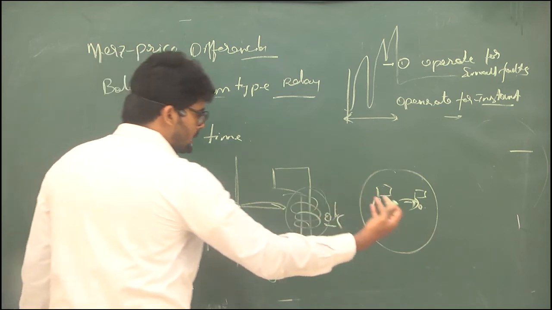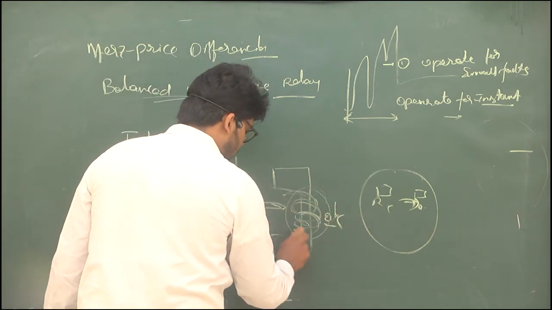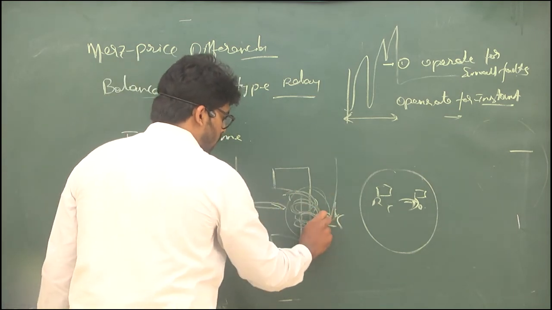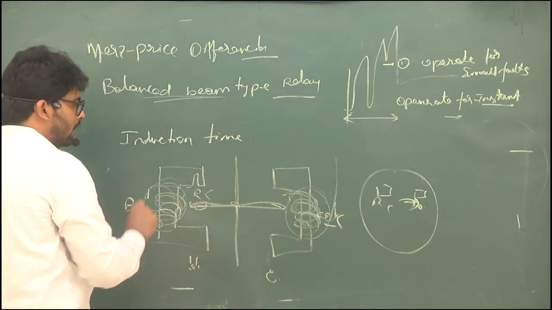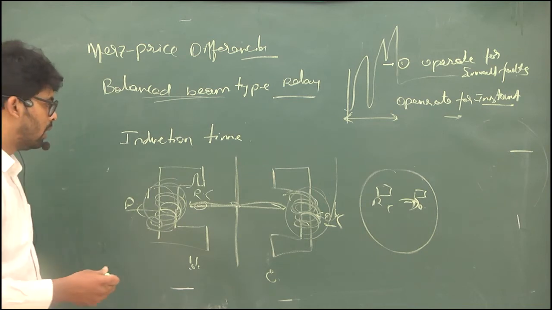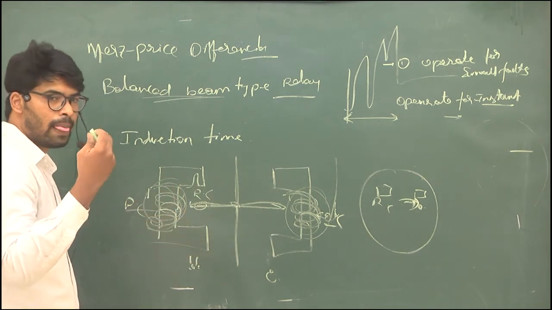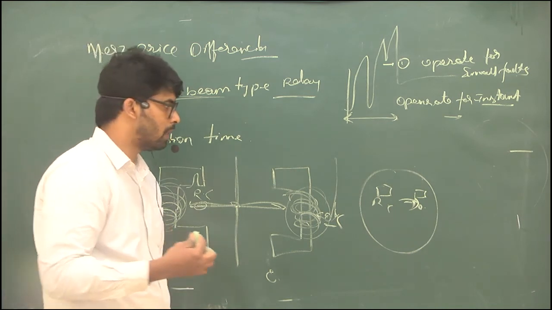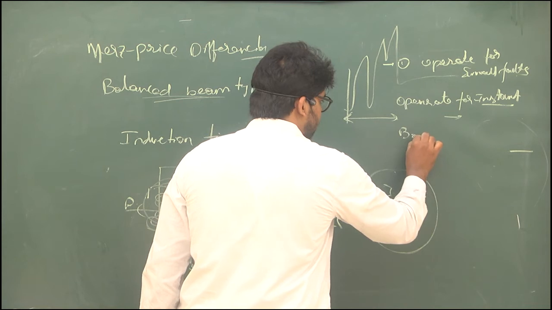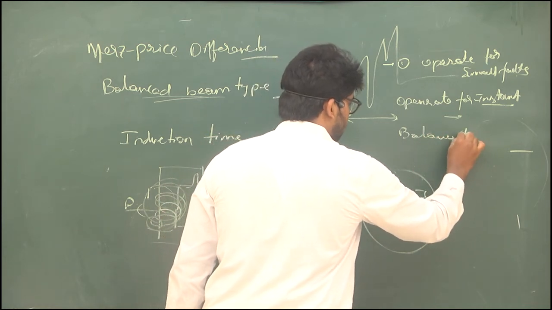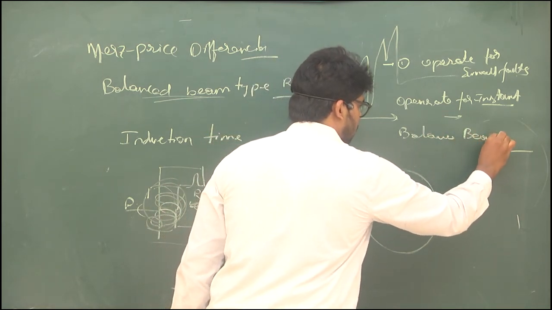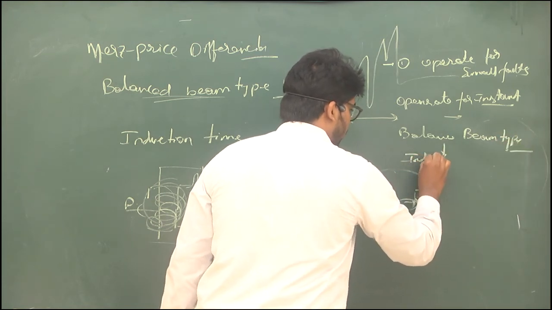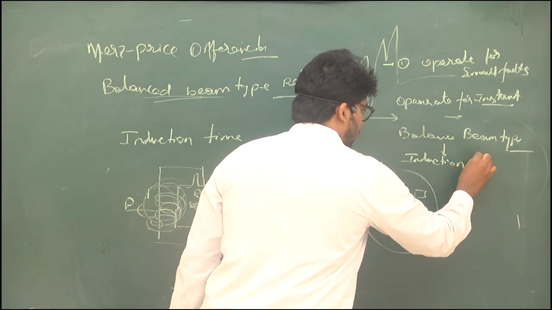So instead of using the beam type, the same configuration of the circuit will be there. This is the restraining coil, this is the operating coil. So we always use the induction type only, that is the shaded one, because of the disadvantage of the balanced beam type. So instead of the balanced beam type, we go to the induction type.